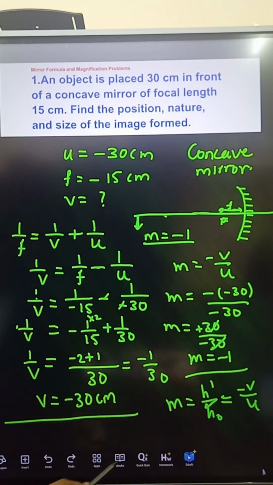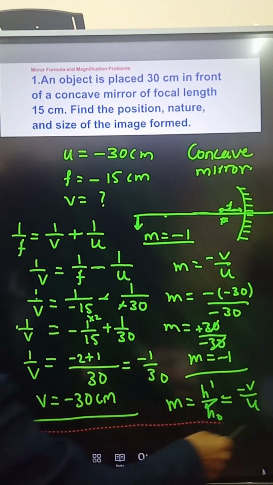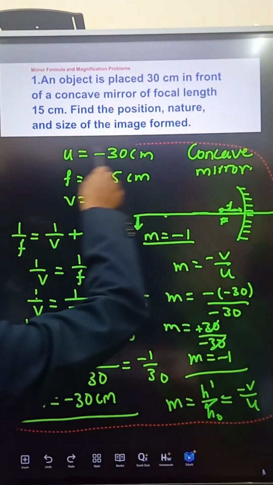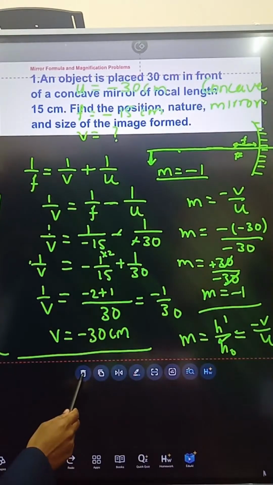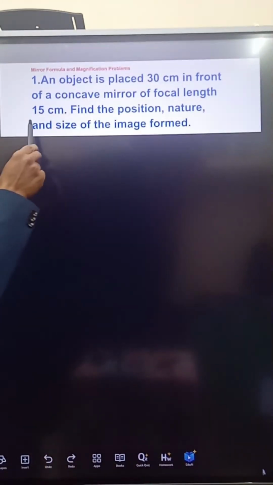If you are perfect, we can go a little fast, but until you get everything cleared, it is better not to hurry. This is the answer we have got. Next, let us go ahead with the second problem.